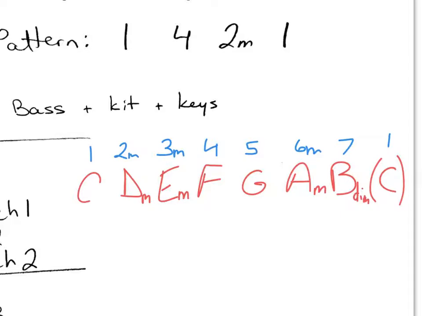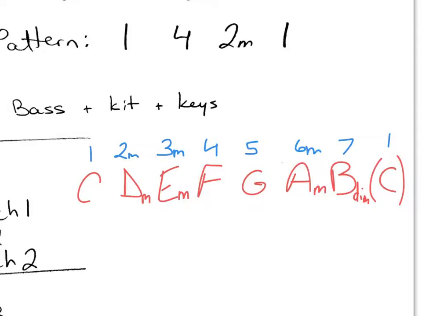For example, let's say we were playing this song in the key of C. In this case, a 1 chord is a C chord, a 4 chord is an F chord, a 2 minor is D minor, and then the 1 is C again. So this pattern is C, F, D minor, and C. C, F, D minor, C, C, F, D minor, C, all the way through to the end.